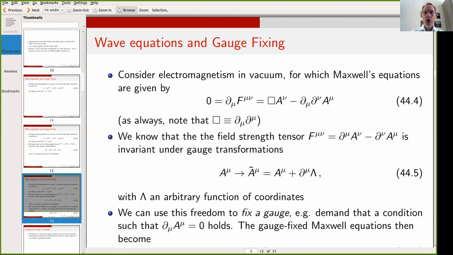A particular gauge choice is, for instance, ∂_μ A^μ = 0. This is one particular choice that fixes the gauge freedom here. If you use this particular gauge, then the gauge-fixed Maxwell equations, because ∂_μ A^μ is assumed to be 0, become simpler. They become just box A^μ = 0. So that's the spirit of what we can do in electromagnetism, and we just want to copy this over now for gravity.